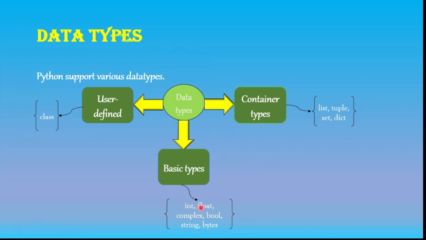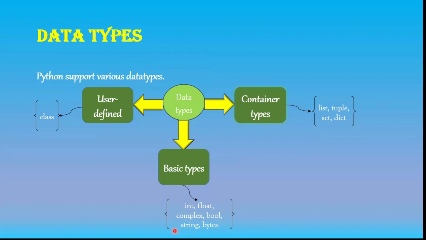First we will discuss int. An int can be expressed in binary, decimal, octal, and hexadecimal. A float can be expressed in fractional or exponential form. Then complex contains a real and an imaginary part. As you all know how a complex form will be, right? For example, 3 plus 2j, 1 plus 4j, like this. And the bool, you know what a bool is? Boolean values like true and false.